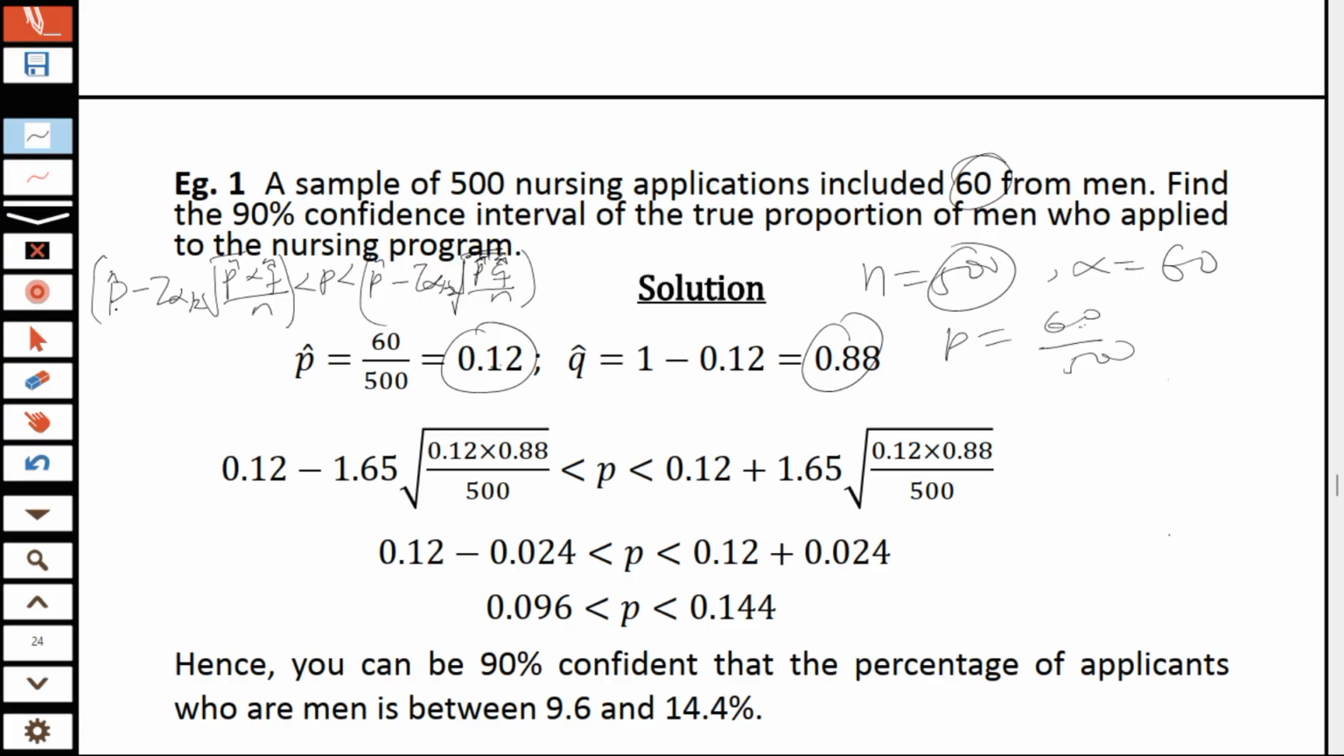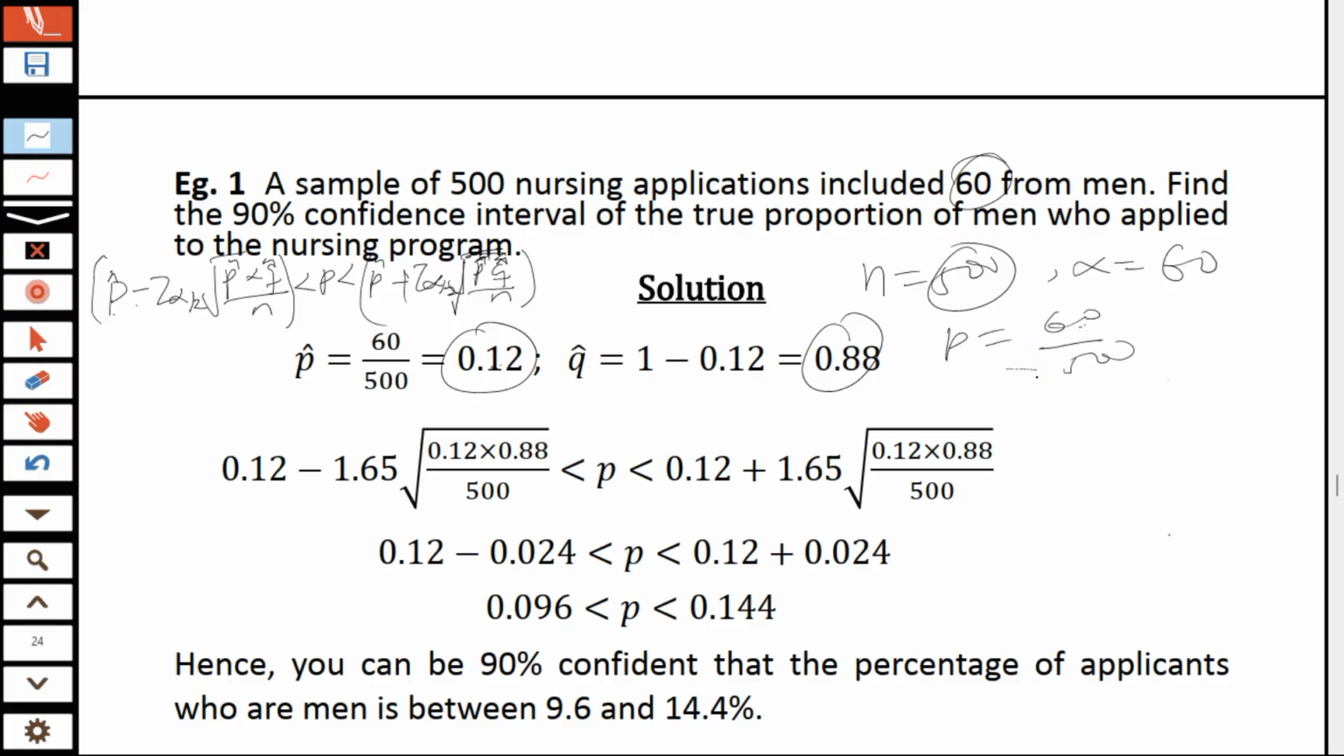We have our sample proportion minus the margin of error, that is z subscript alpha divided by 2 times the square root of p hat times q hat divided by n, less than p, less than p hat plus z subscript alpha divided by 2 times the square root of p hat times q hat divided by n. So this is our formula. So once we have our n, we have our p hat, we have our q hat, what we have to do is to just substitute them into the formula.